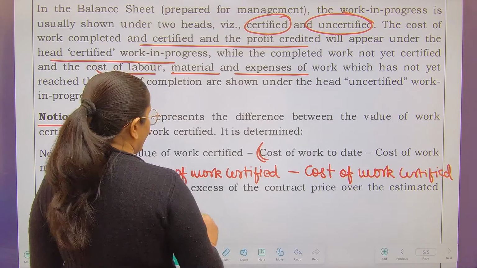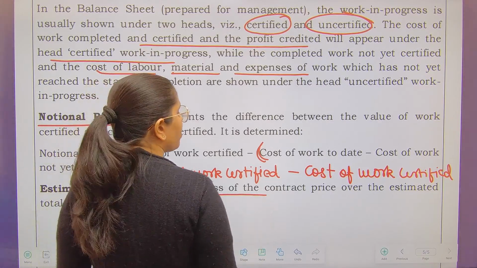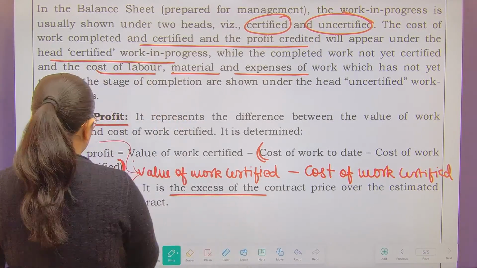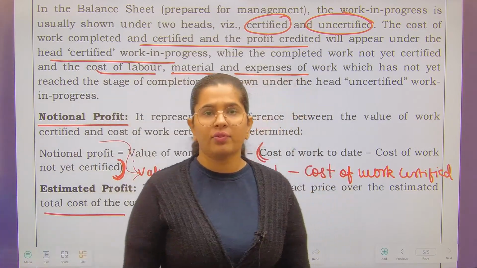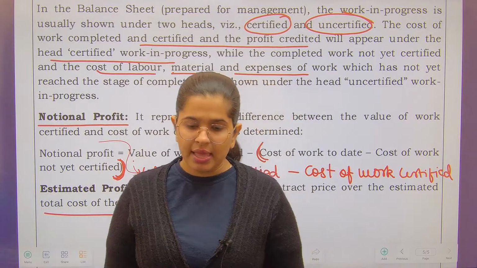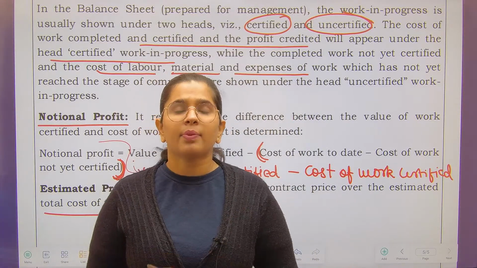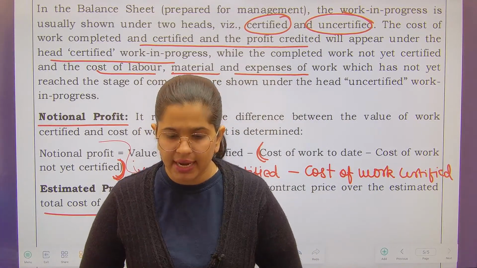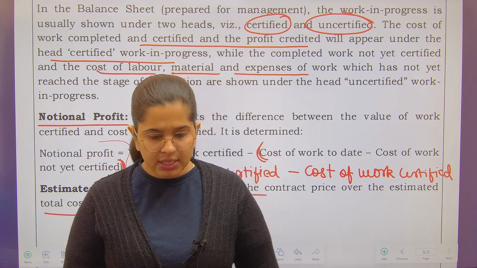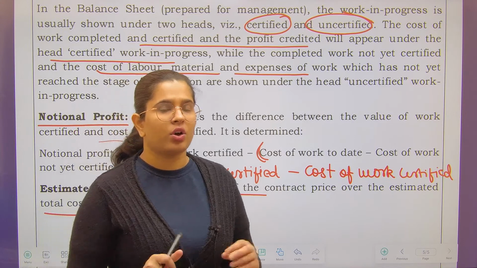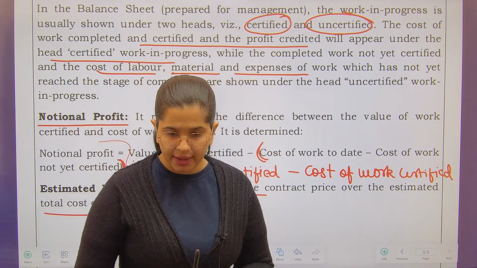Estimated profit. Estimated profit is the excess of contract price over the estimated total cost. Here you want to find out what your total cost is and what the contract price is. Whatever is the excess, that is called the estimated profit. So this is the part of contract costing that we have done today.